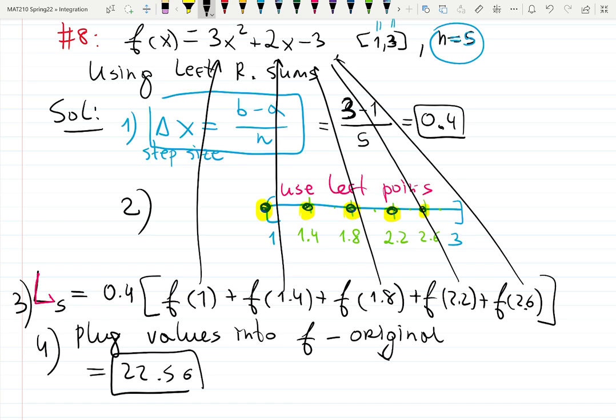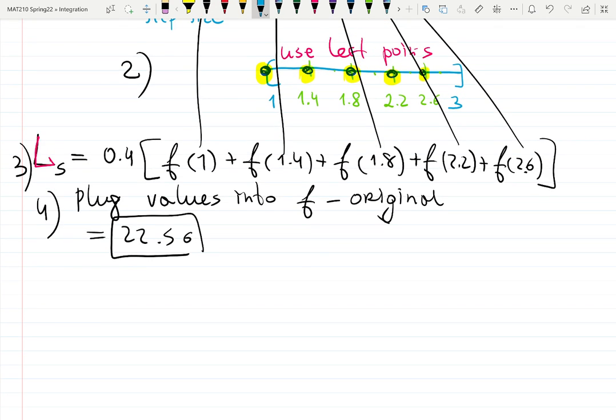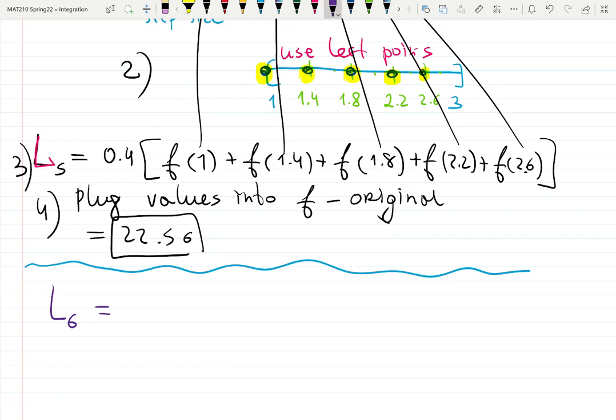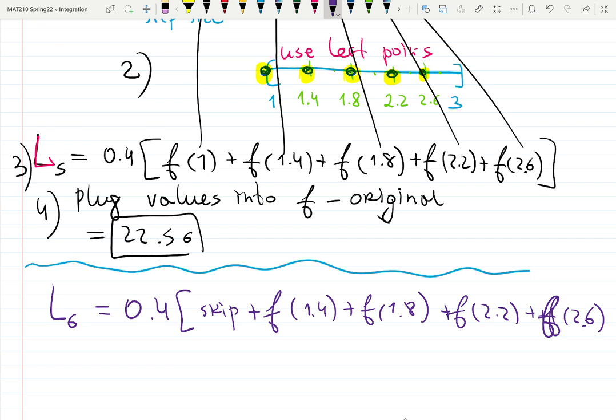Let's do right. That's a good question. Let's do right, just in case. Right will still be 0.4, but we skip the first one. It will be f of 1.4, f of 1.8, f of 2.2, f of 2.6 plus the last one, f of 3. So for the right endpoints, we're using the right endpoints of the interval: this one, this one, this one, this one, and the last one. Make sense? So for the left one, skip the last one. For the right one, skip the first one.